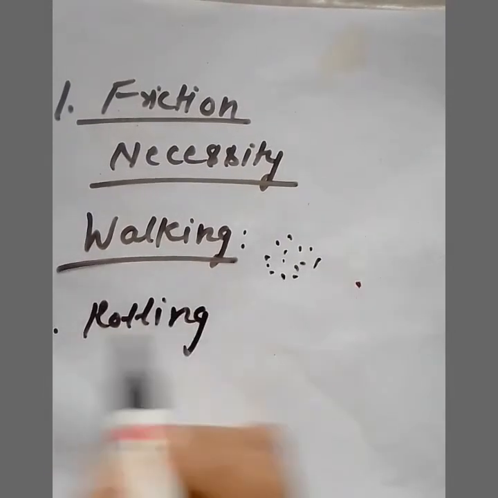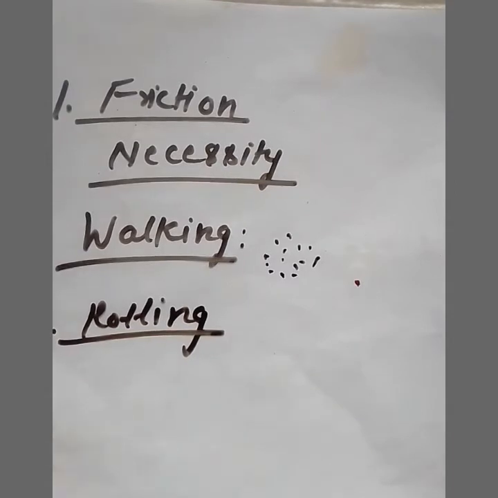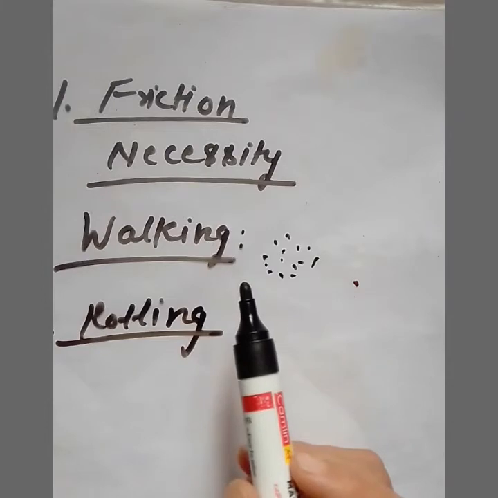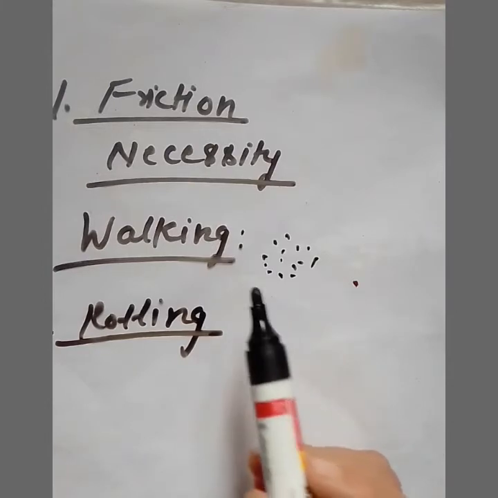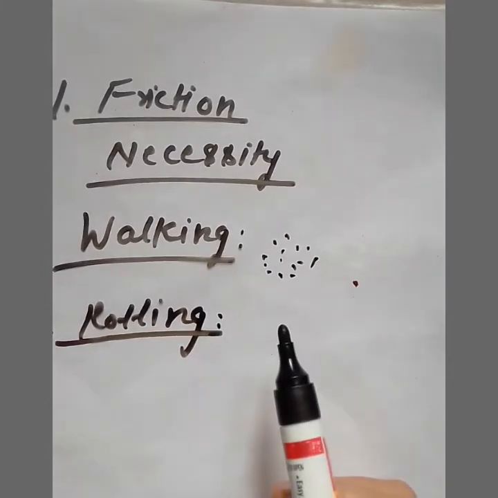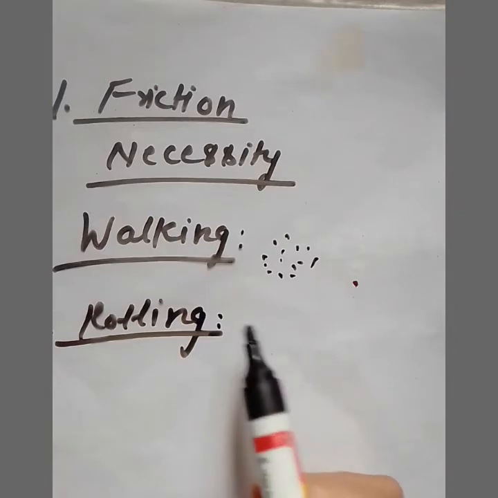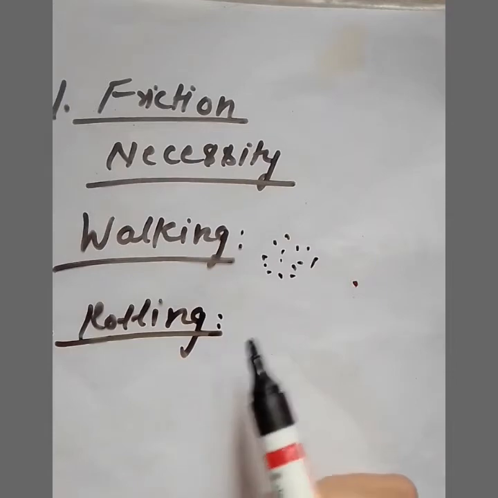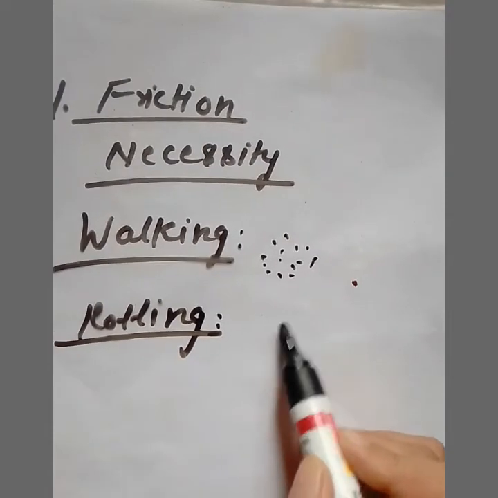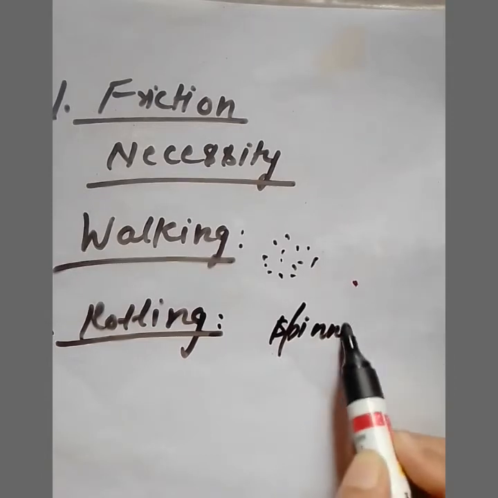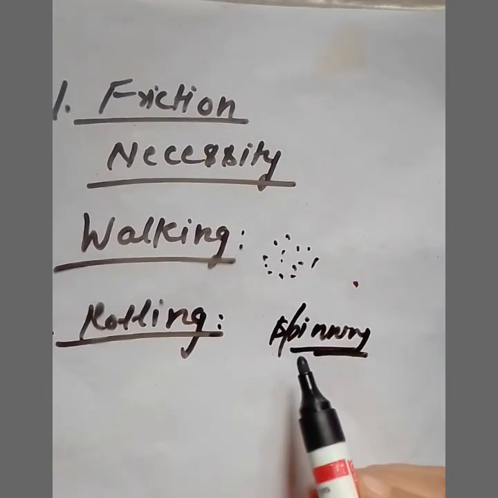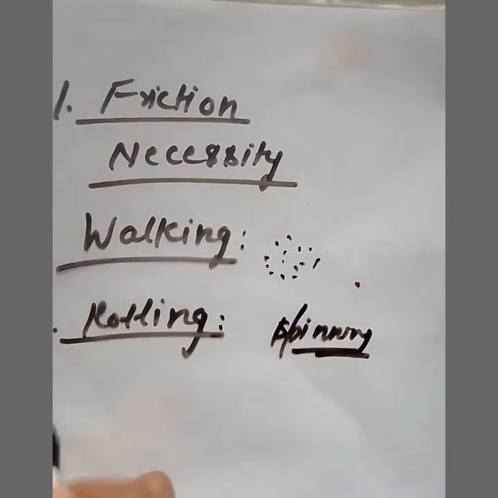Second one is the rolling. Friction between the tires of the vehicles and the road is also necessary for the vehicles to move safely. Similarly, as we have discussed in walking, the tires will go on spinning at one place only if there is no frictional force between them.